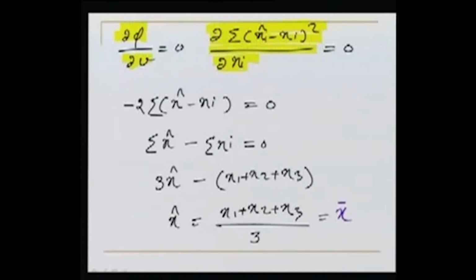Now if you differentiate this with respect to xi, it becomes minus 2 sigma xi hat minus xi. Okay, so this should be equal to 0. Now please do it yourself also. Now this 2 is eliminated and we take this sigma inside, so we can write this as sigma of xi hat minus sigma xi is equal to 0.